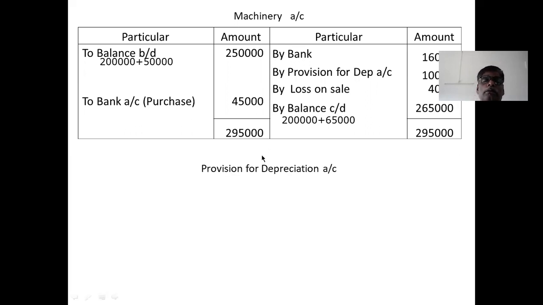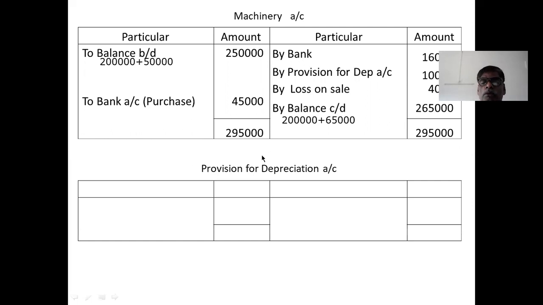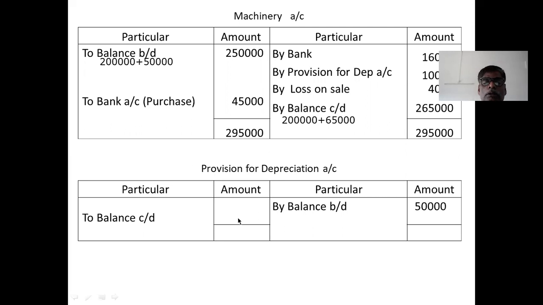45,000 is called the purchase of asset. Now you prepare the provision for depreciation account. By balance brought down 50,000. To balance carried down 65,000. Okay. Then you write here to machinery account 10,000. This amount we take from the above account. Above account. You see here.